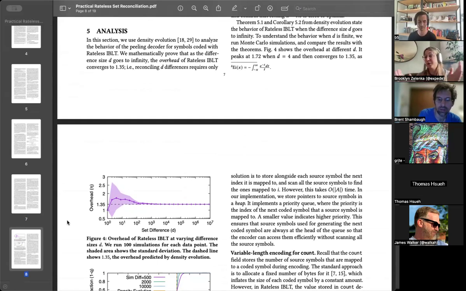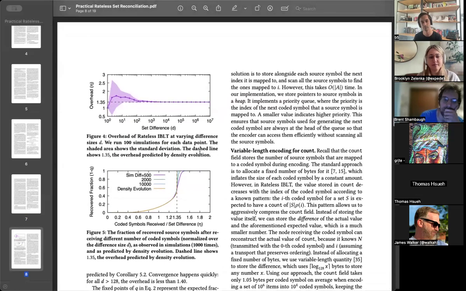And we got these particular results out of it, which matched the formulas that we had derived. So, to double check that their analysis was correct, they found that their worst case scenario in practice was 1.72. And the smaller the difference, the wider that variability may be. And then it converges to 1.35 over time.